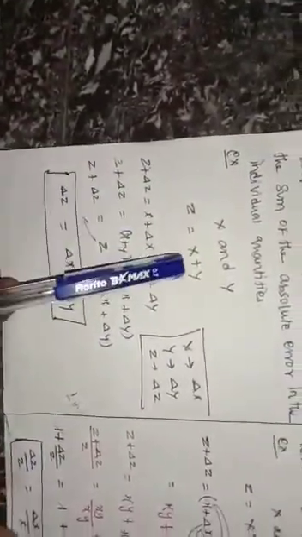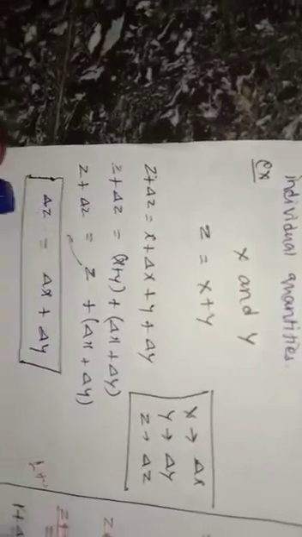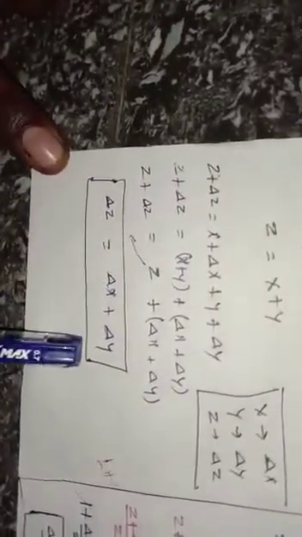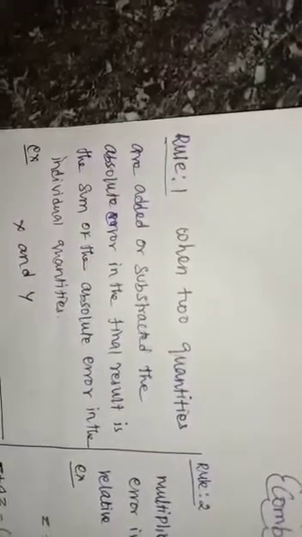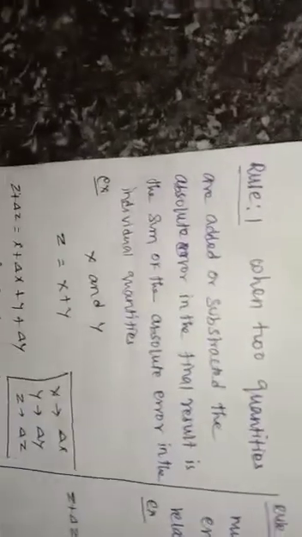So here we apply z plus delta z equals x plus delta x, because x has some error, plus y plus delta y, because this quantity also has some error. Next, simplify it, and the final result is delta z equals delta x plus delta y. That is, when two quantities are added or subtracted, the absolute error in the final result is the sum of the absolute errors in the individual quantities.